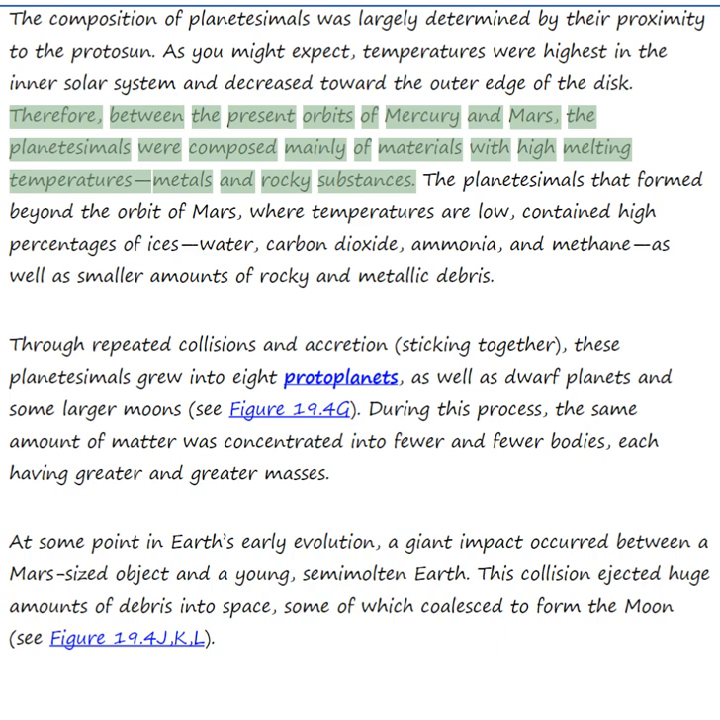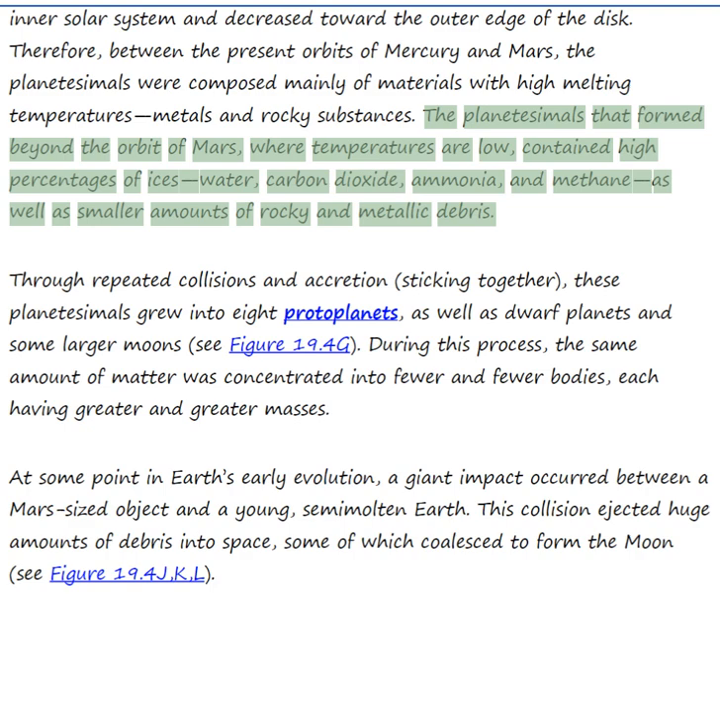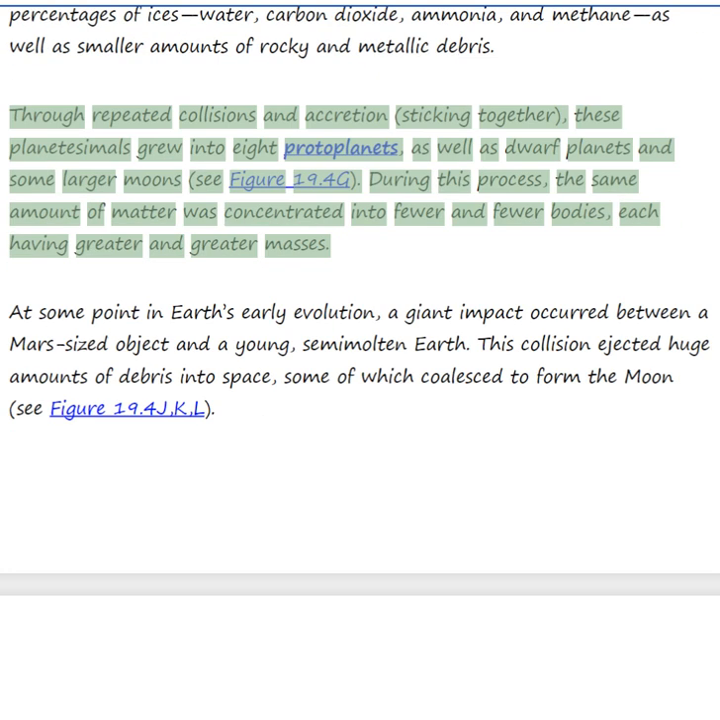Therefore, between the present orbits of Mercury and Mars, the planetesimals were composed mainly of materials with high melting temperatures, metals and rocky substances. The planetesimals that formed beyond the orbit of Mars, where temperatures are low, contained high percentages of ices, water, carbon dioxide, ammonia, and methane, as well as smaller amounts of rocky and metallic debris. Through repeated collisions and accretion, these planetesimals grew into 8 protoplanets, as well as dwarf planets and some larger moons.